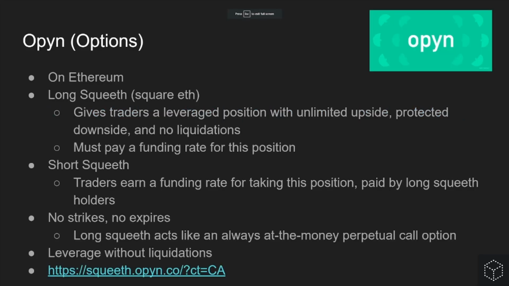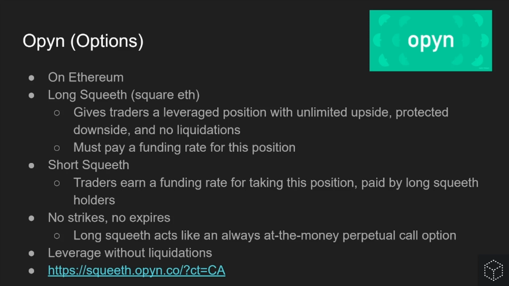So now we're going to get into the options protocols. So we have Opyn, and that's an options protocol, and it's on Ethereum. And they offer two products. So they have long squared ETH, or SQETH, I guess. And this gives traders a leverage position with unlimited upside, protected downside, and no liquidation. So you must pay a funding rate for this position, of course, because it's an option. And then there's short squared ETH, whatever you want to call it. And traders can earn a funding rate for taking this position, and it's paid by the long squared ETH holders.